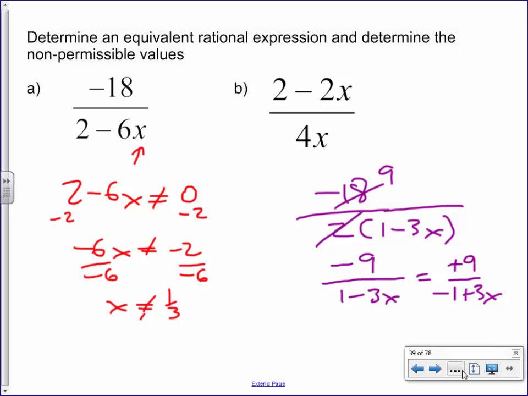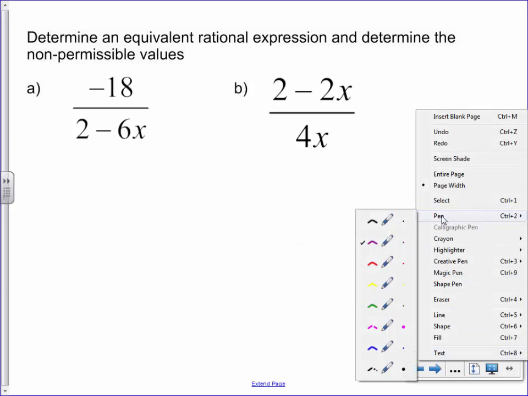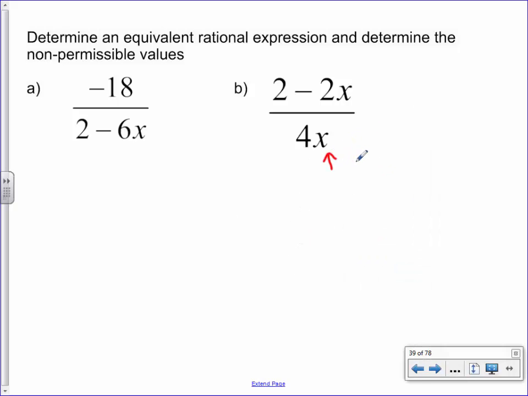Okay, let's try the next one. What's the one number that x cannot be? Well, 4 is actually okay, because 4 times 4 would give you 16. That's okay. 0, yeah. And if you were really stumped on this, here's a way you can prove it. You would say that 4x cannot ever be allowed to be 0. And then you'd divide by 4. Well, 0 divided by 4 is 0.